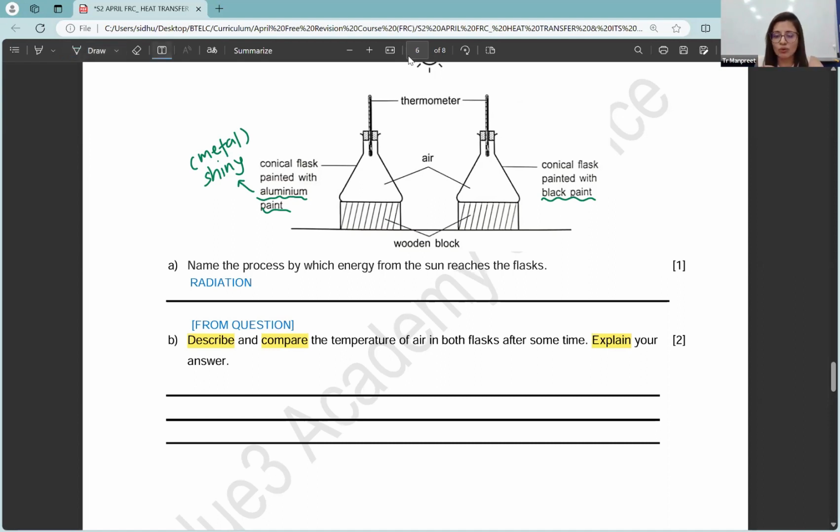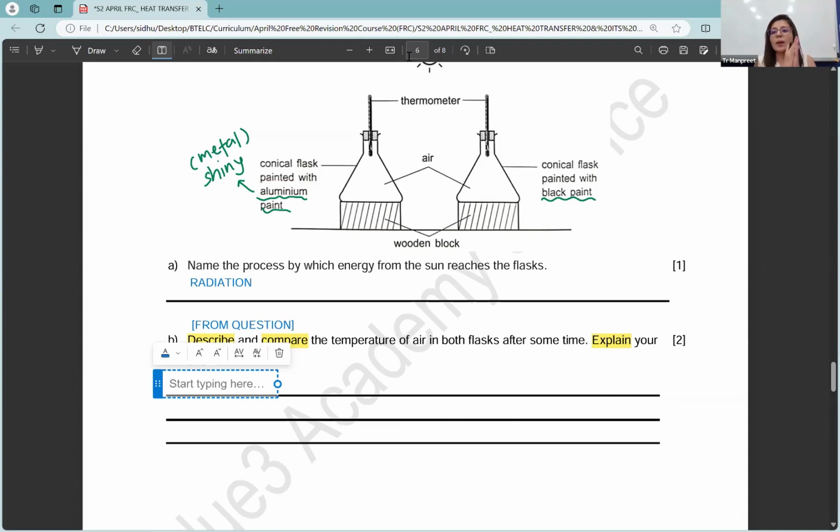So this is what we know. We can use the information and then we know the comparison. In the black paint, it will be greater. So we write that first. When I say describe, I just take information from the question, and I'm doing a comparison between the two of them. When you compare, you must tell me about the black paint in comparison to the aluminium.